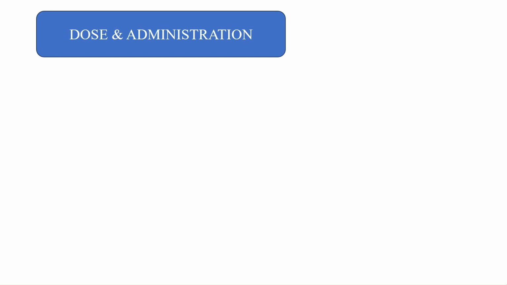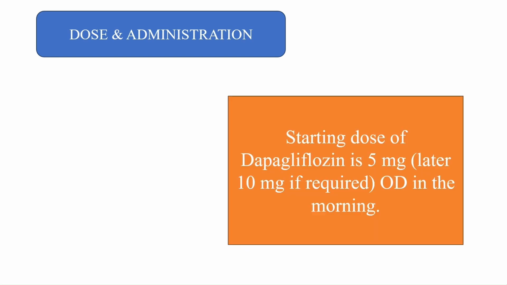Coming to the dose and administration, the initial starting dose is 5 mg and later it can be increased to 10 mg if required. The administration method is once daily, especially in the morning, because as you know, it causes glycosuria. Hence, if it is given at night, the chances of getting a urinary tract infection or mycotic infection in the genitalia will increase. Hence, it has to be given in the morning only.